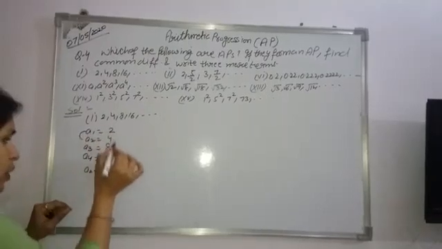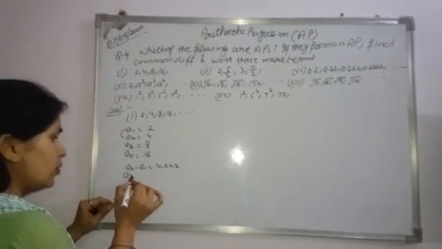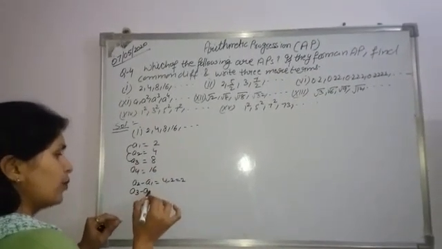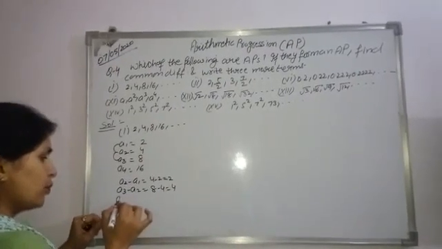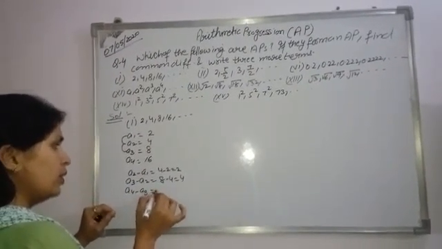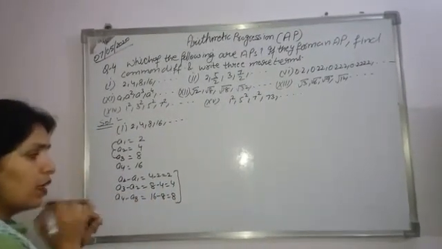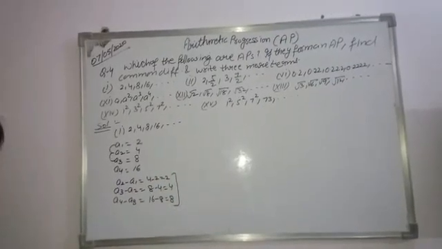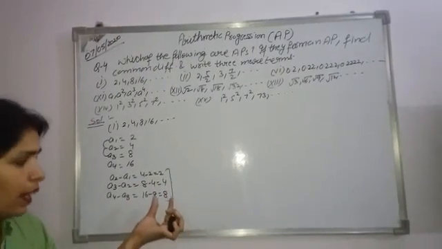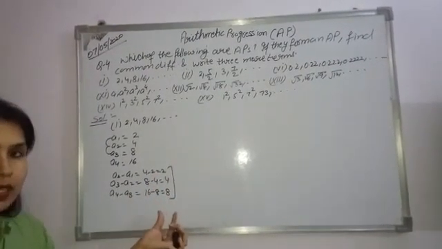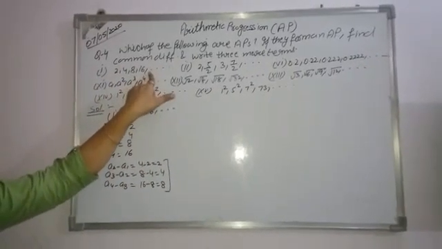A2 minus A1, that is 4 minus 2 equal to 2. Next is A3 minus A2, which is 8 minus 4, equal to 4. A4 minus A3 is 16 minus 8, equal to 8. Now tell me whether these values are the same or not. No, these values are not the same. And if the differences are not the same, then these numbers do not form an AP. So this is not an AP.